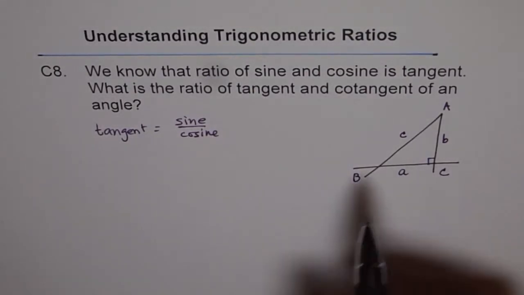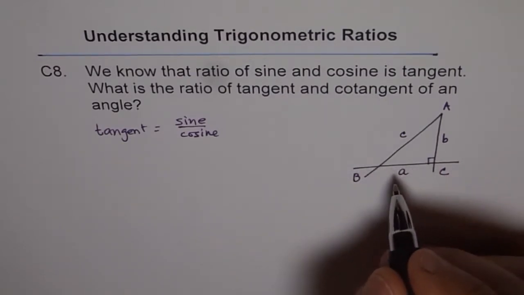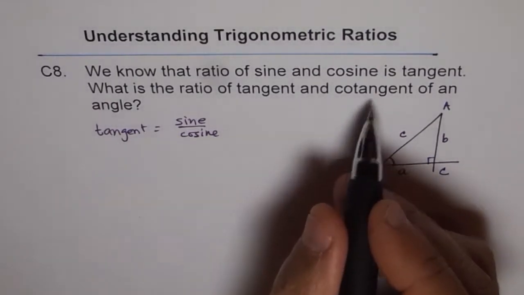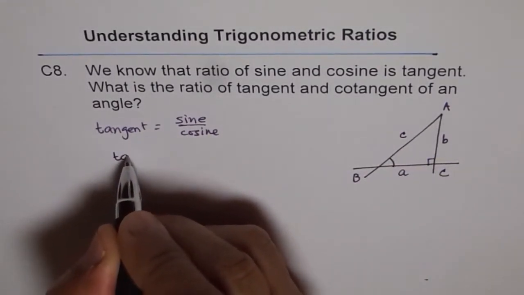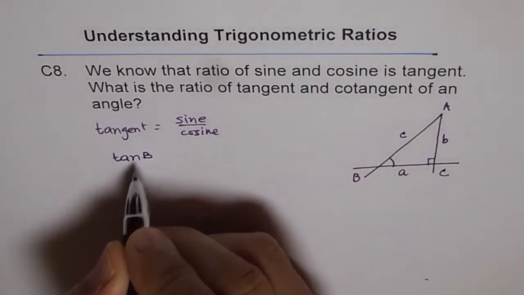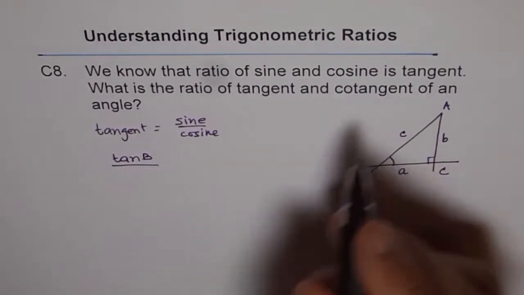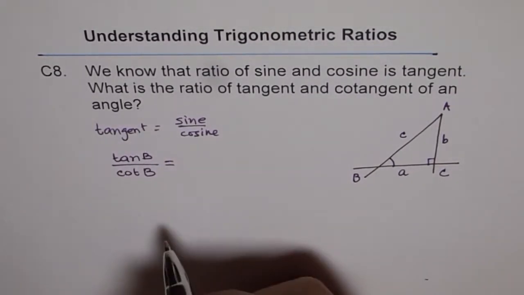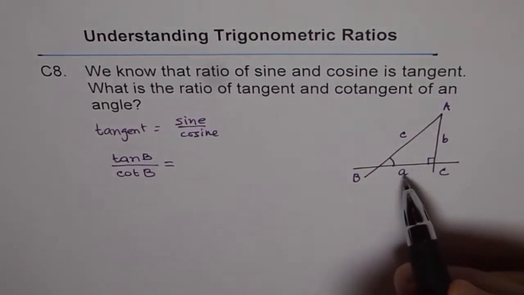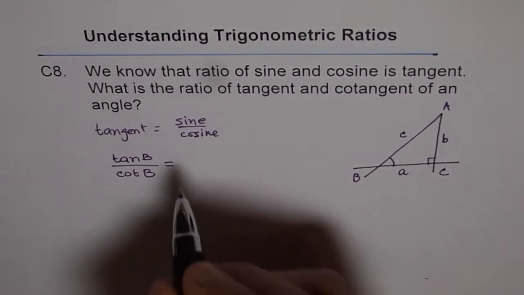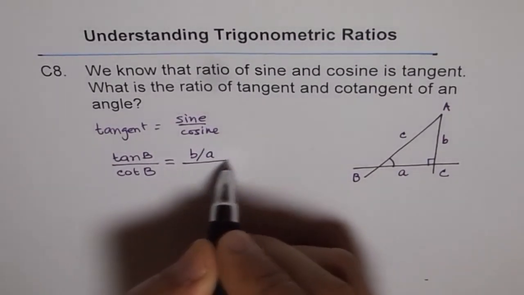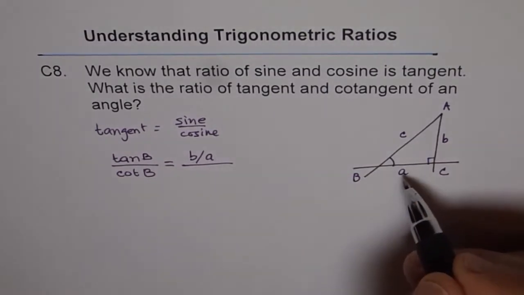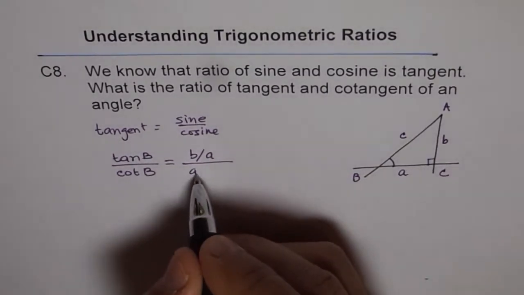Okay, so in this triangle we can take one angle, and let's take our angle as this angle B, right? So the ratio of tangent and cotangent means we are trying to find tan of B divided by cotangent of B, right? Now what is tan? Tan of B is opposite over adjacent, which is B over A. So we have B over A divided by cotangent, which is what? It is the reciprocal of tan. It is A over B.